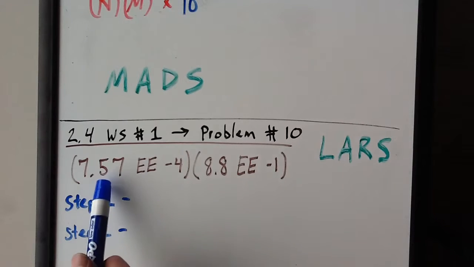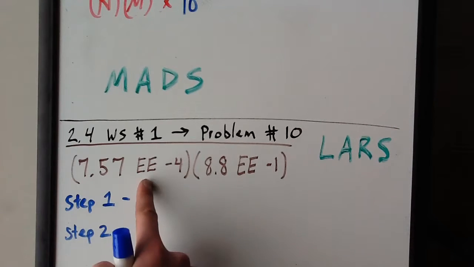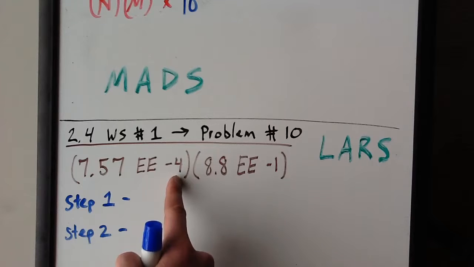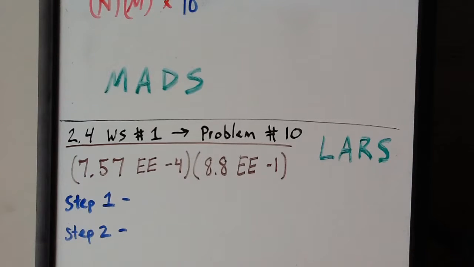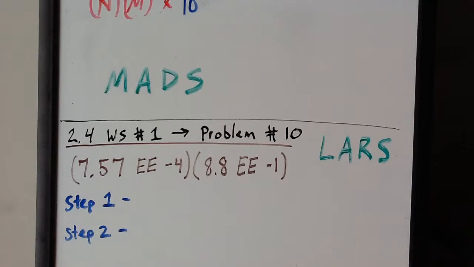We have 7.57 E E is calculator notation for times 10. So this is like 7.57 times 10 to the power of negative 4. Right? The number after E is your exponent. Okay, so we're multiplying this number times 8.8 times 10 to the negative 1.